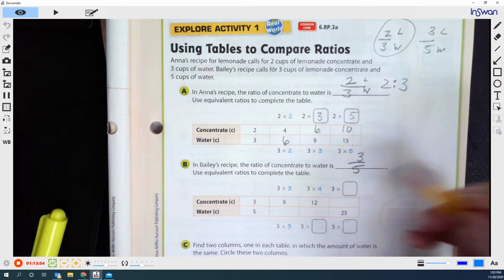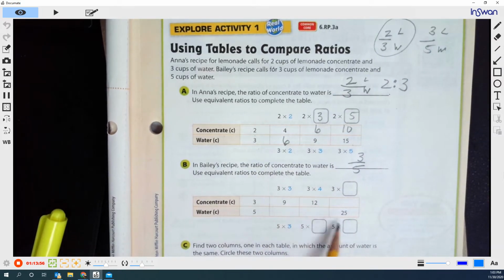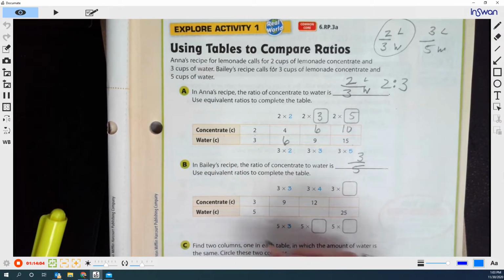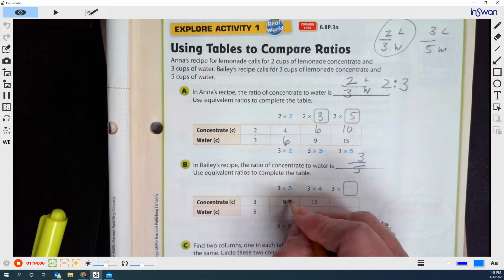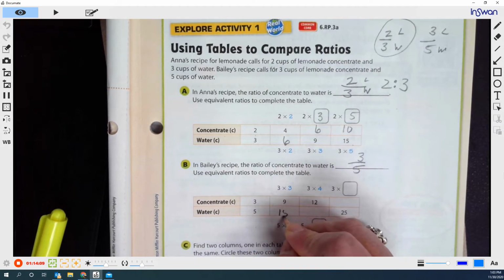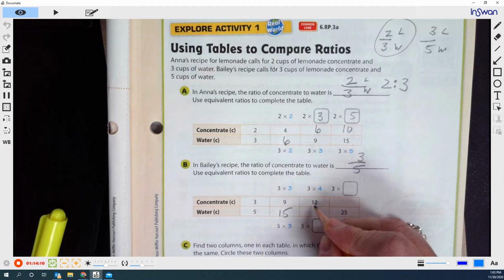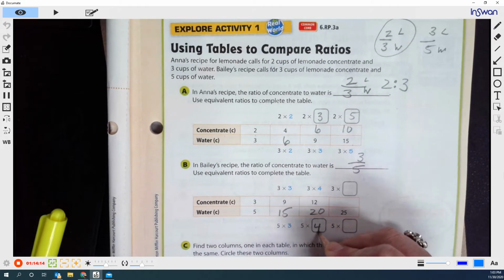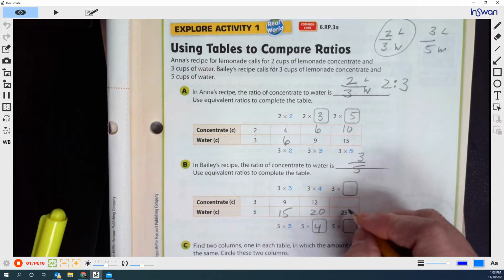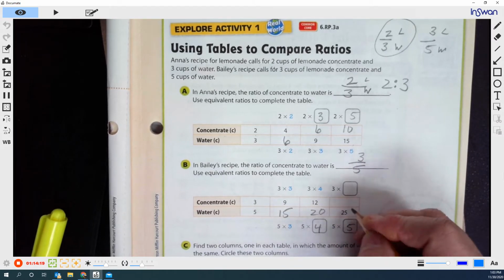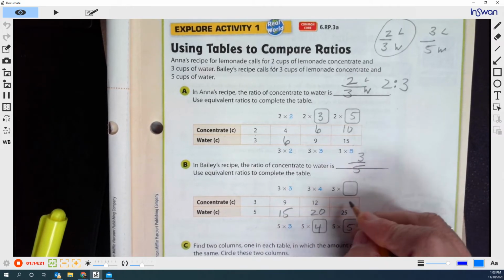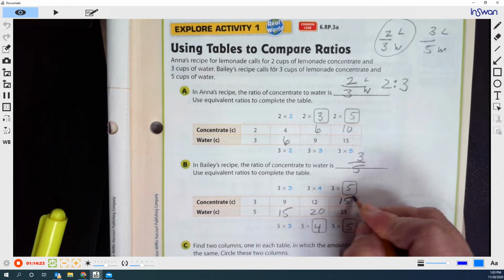And if we look at those, we can stop there. Going across, with our concentrate and our water for Bailey's 3-to-5 ratio, we have 3 times 3 is 9, 5 times 3 is 15, 3 times 4 is 12, 5 times 4 is 20, 5 times 5 is 25, so 3 times 5 is 15.